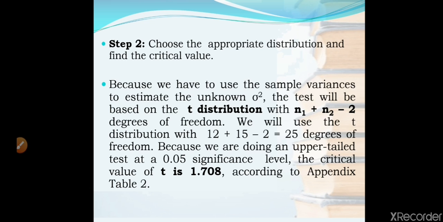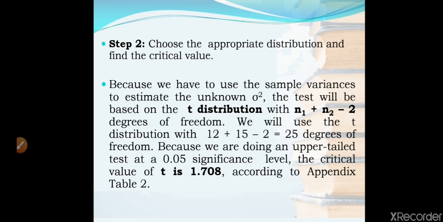So, here n1 is 12, n2 is 15. So, 12 plus 15 minus 2 is equal to 25 degrees of freedom. Because we are doing an upper tailed test at a 0.05 significance level, the critical value of t is 1.708.